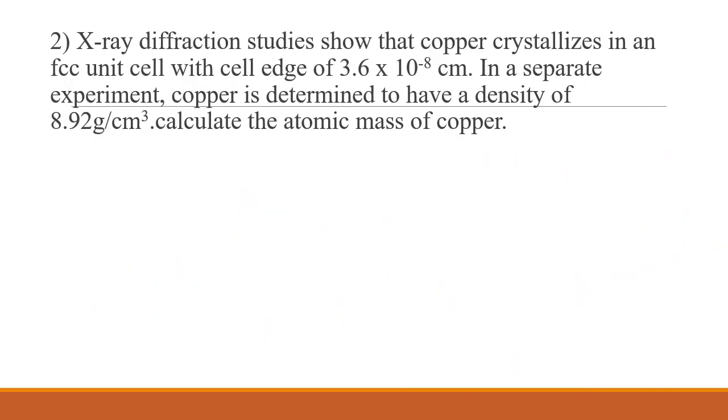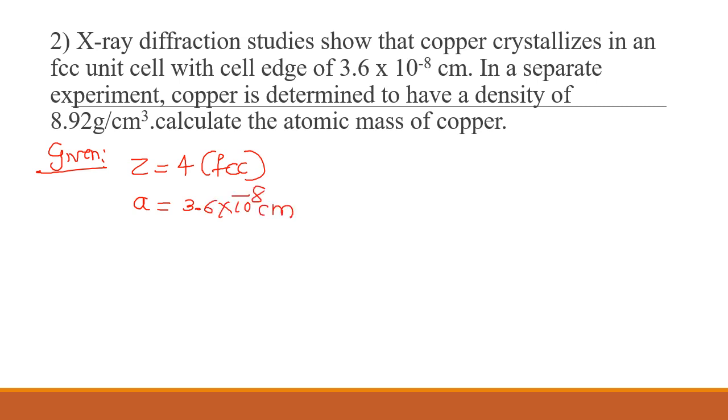Now look at the second question. X-ray diffraction studies show that copper crystallizes in an FCC unit cell. What is given? FCC unit cell. So what is the value of Z? We can write given, Z is equal to 4. Why? Since it is FCC, the number of particles per unit cell of FCC is 4. And the cell edge length, small letter a, is 3.6 into 10 to the power minus 8 centimeter.